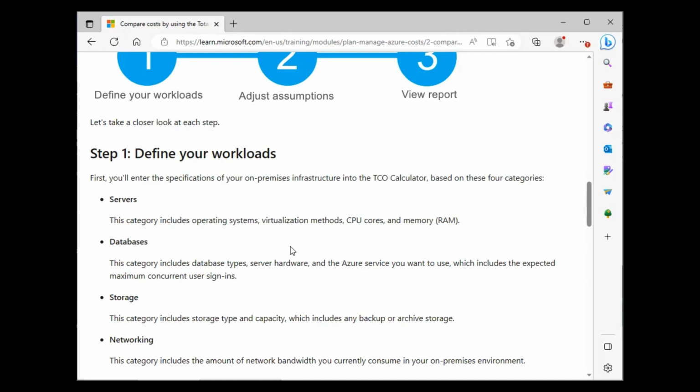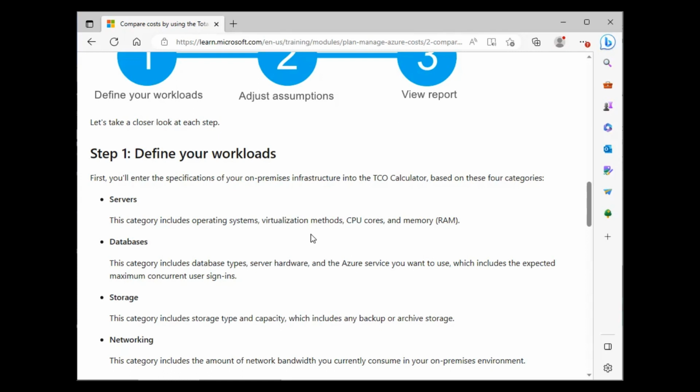First, you enter the specification of your on-premise infrastructure into the TCO calculator, based on these four categories: server, database, storage, and network. Server: this category includes operating system, virtualization method, CPU cores, and memory RAM. In database, this category includes database types, server hardware, and the Azure service you want to use, which includes the expected maximum concurrent user settings.